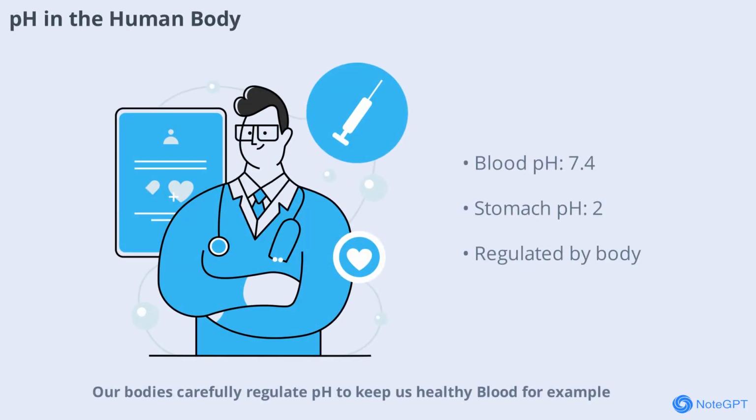Bodies carefully regulate pH to keep us healthy. Blood, for example, has a pH around 7.4, which is slightly basic.